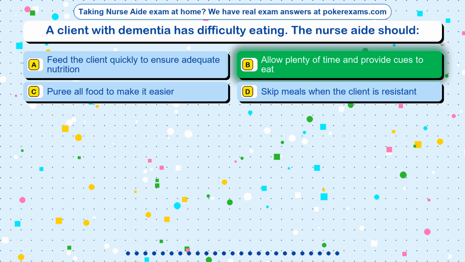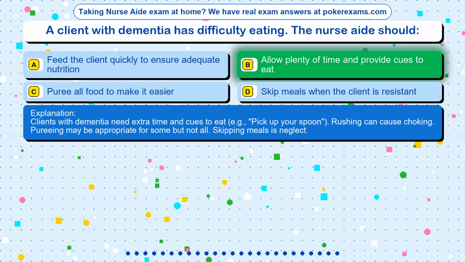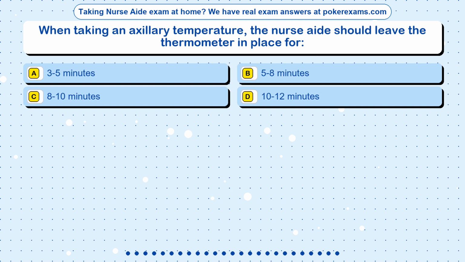The correct answer is option B, allow plenty of time and provide cues to eat. Clients with dementia need extra time and cues to eat. Example, pick up your spoon. Rushing can cause choking. Pureeing may be appropriate for some but not all. Skipping meals is neglect.